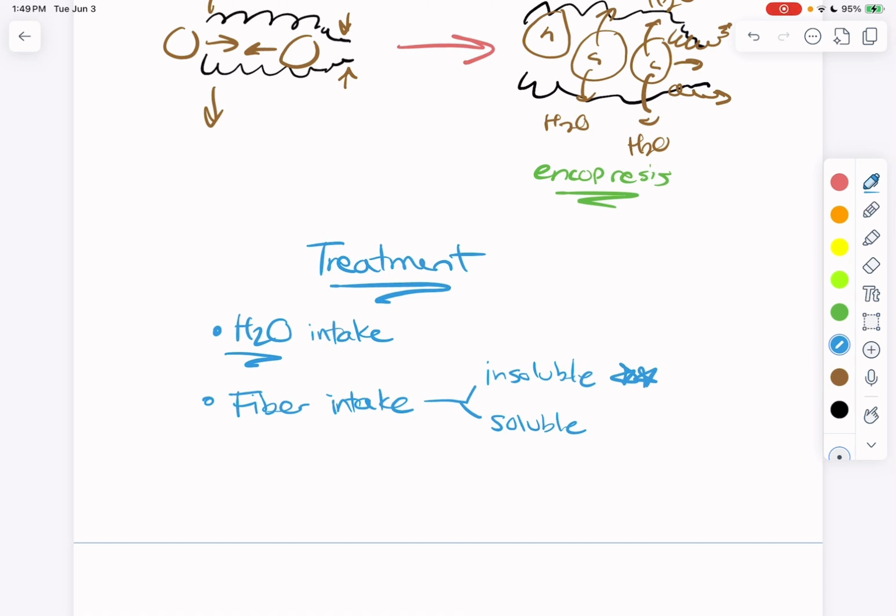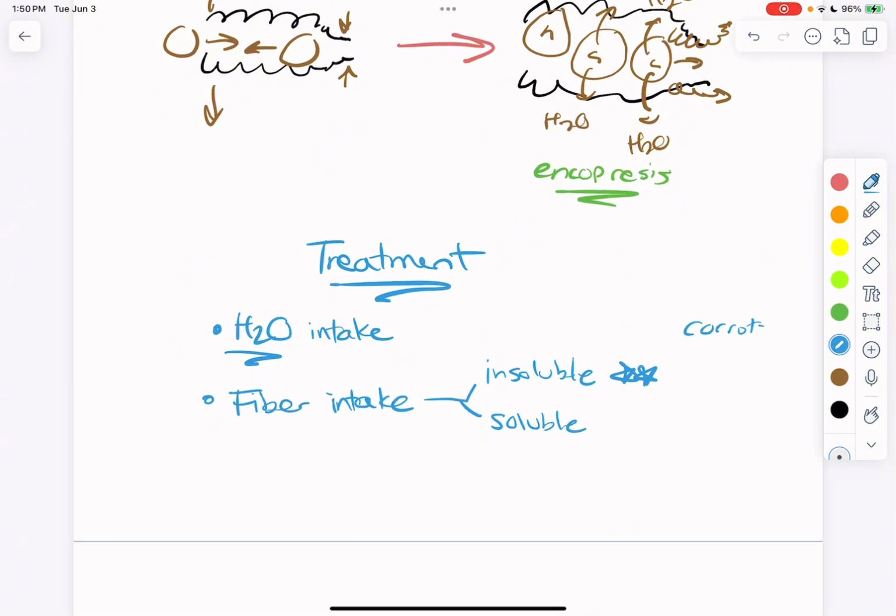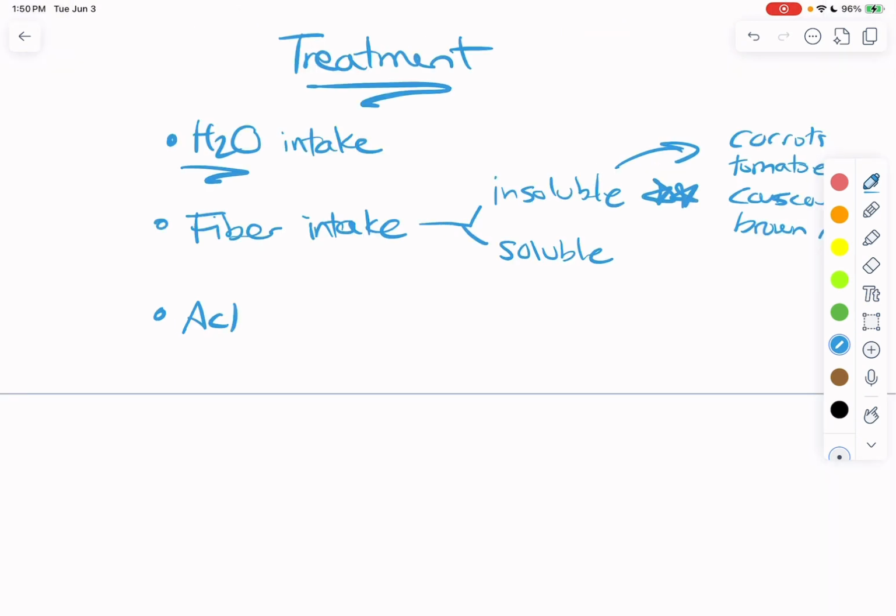So there are a couple foods that we can eat that are rich in insoluble fiber. Things like carrots, things like tomatoes, things like couscous, and brown rice are common forms of insoluble fiber that may help with treating constipation. Increasing our activity level also helps make our bowels kind of move and get going. So encouraging kids to be more active is also a very important treatment of constipation.